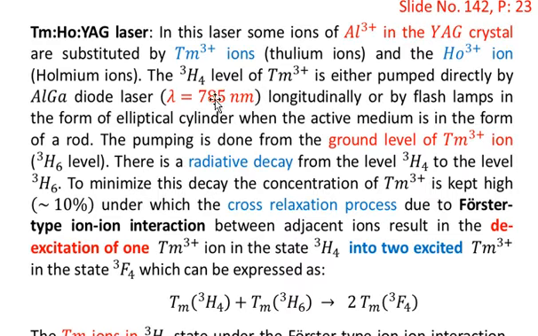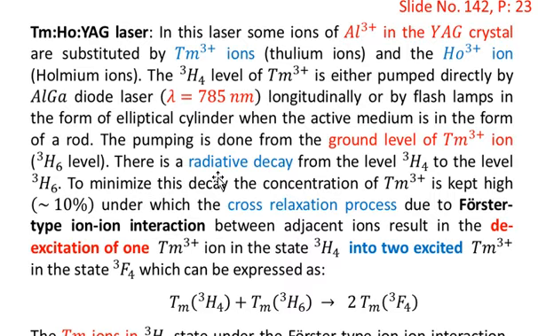So I have mentioned two levels over here. The 3H4 level of the thulium ion is either pumped directly by the aluminium gallium arsenide diode laser using a wavelength of 785 nanometer longitudinally, or by flash lamps in the form of an elliptical cylinder when the active medium is in the form of a rod. Pumping is done from the ground level of the thulium ion, which has been marked as the 3H6 level.